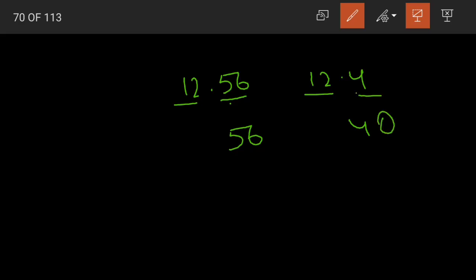Now for the given two numbers 12.56 and 12.4, the whole number parts are the same. So comparing the decimal parts, here we have 56 but here we have only 4. So for the second decimal place we'll add 0. 56 is greater than 40. So 12.56 is greater than 12.40. Understood, children?